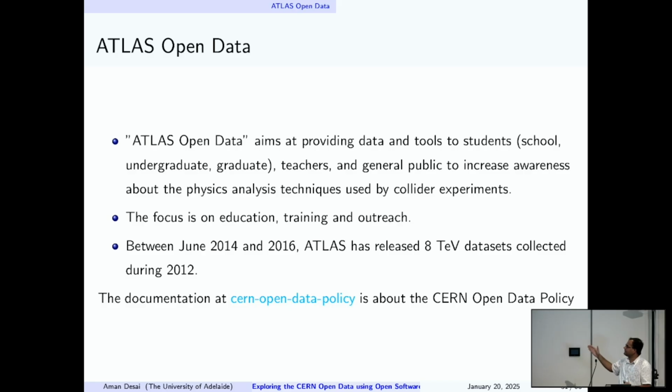Between 2014 and 2016, ATLAS released about 8 TeV data sets collected during 2012. This was actually very useful because it was used for many educational master classes, as well as in Kaggle. Kaggle had a competition in 2014 using this data set to discover the Higgs.